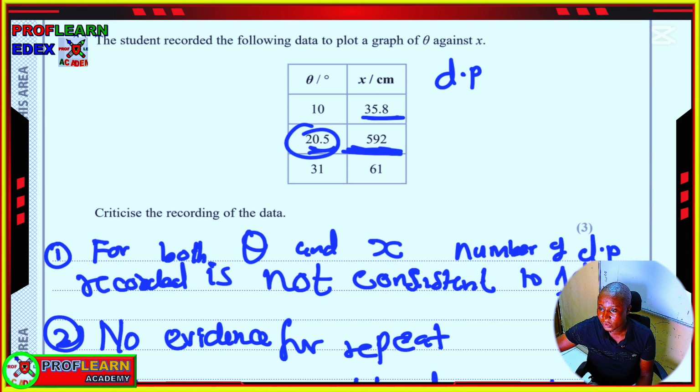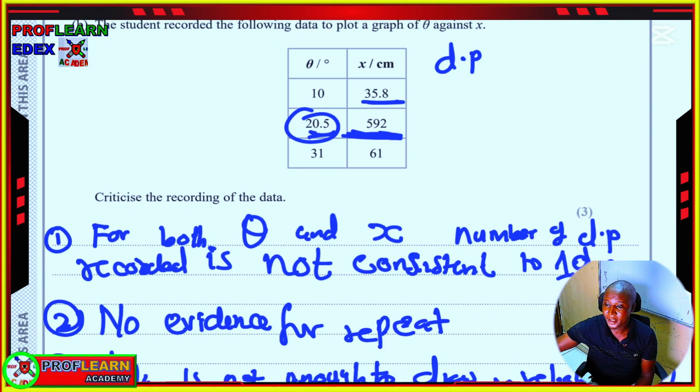But when you look at this question, there is no consistency in the number of decimal places. Here there is no decimal place, here is one decimal place, here is one decimal place. So there's no consistency in the data recorded in terms of the number of decimal places. You can also criticize by noting there's no evidence of repeats here. And if the data was for plotting a graph, how can somebody do 3 values and want to draw a graph? This means the data is not enough for a reliable graph, right?